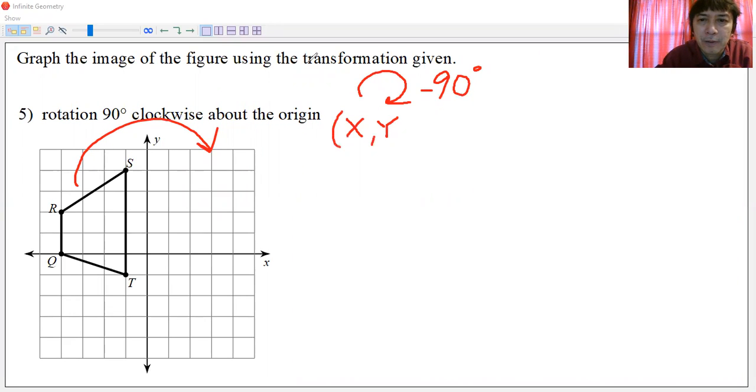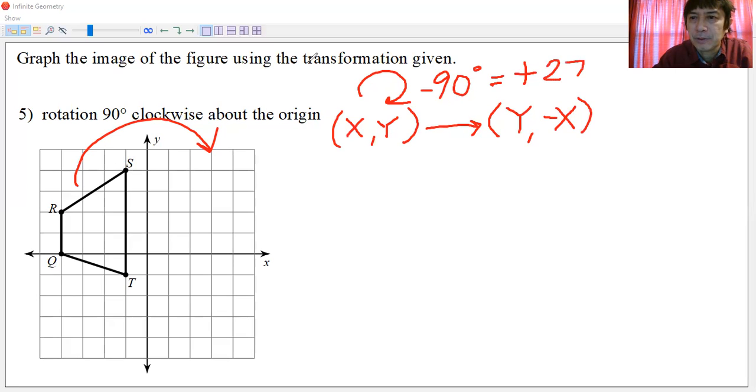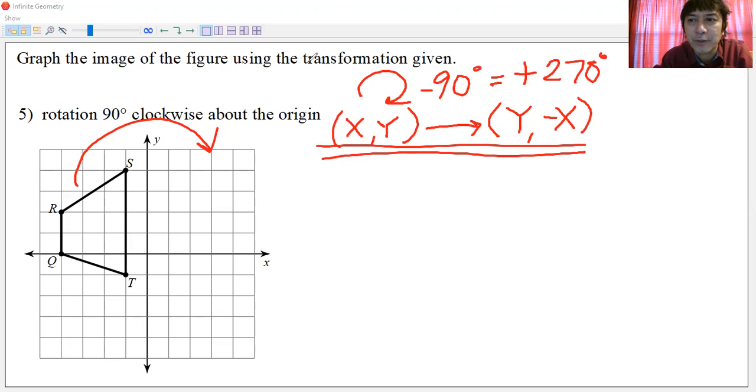The rule is like this: XY becomes YX. This time, it's the sign of the Y column that will change. That's the rule for -90. And this is equivalent to a positive 270 degrees rotation. Okay, let's get our points. I hope you remember this rule. This is for negative 90 or positive 270.